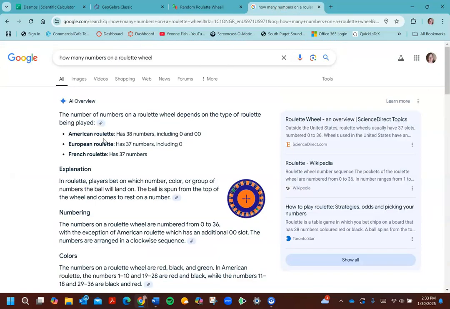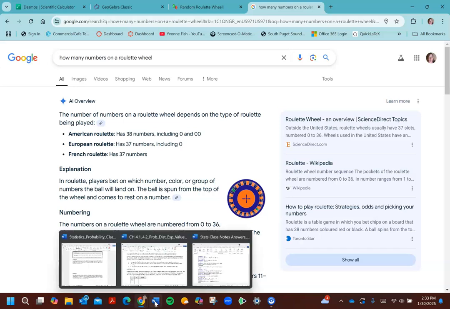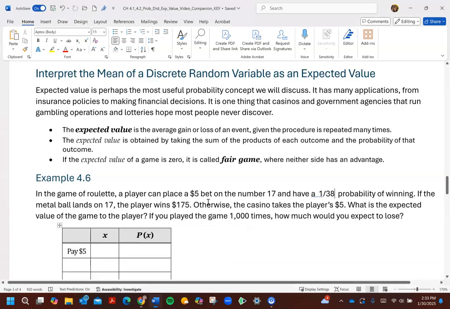And I just looked up American roulette has 38 numbers, including 0 and 00. It depends if you're doing European or French or different kinds of things. You can just double check what they're asking. Usually we try to give that to you within the problem though. So now back to our problem here. If the metal ball lands on 17, the player wins $175. Otherwise, the casino takes the player's $5.